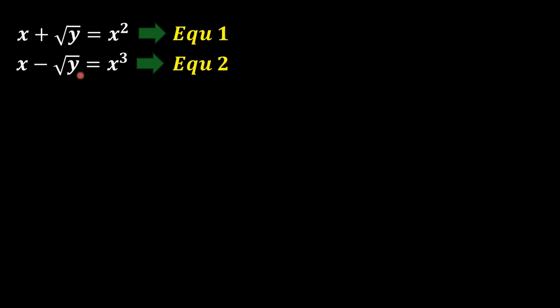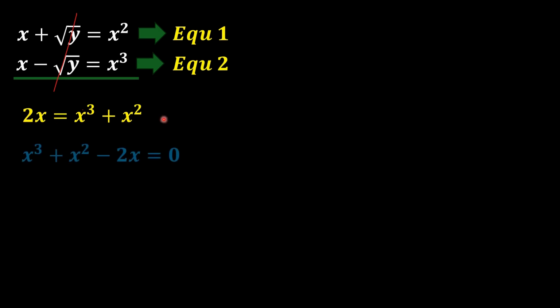For this purpose, first we should add up both of these equations. As a result, this plus under root y and minus under root y cancel out together. We should get 2x is equal to x cube plus x square, because when we add up both of these x, we will get 2x, and when we add both of these values, we get x cube plus x square. Now in the next step, this 2 will go to the other side of the equation and it will convert into x cube plus x square minus 2x is equal to 0. This will be our new equation.